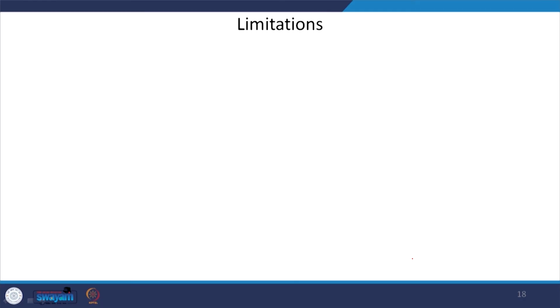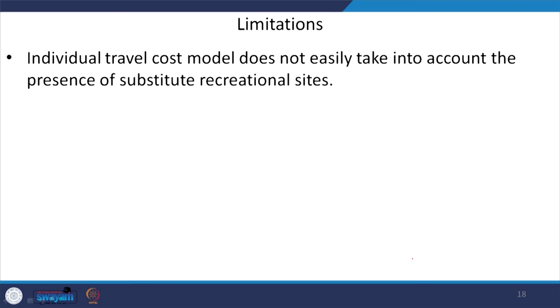And now let us talk about the limitations of this travel cost model as one of the methods under this revealed preference category. The first limitation we find is that this method can only be used in measuring the use value of the environment.